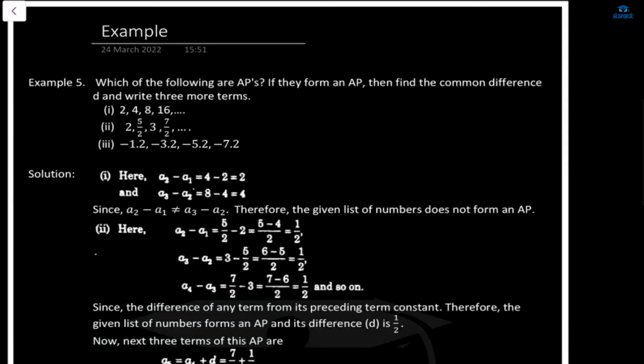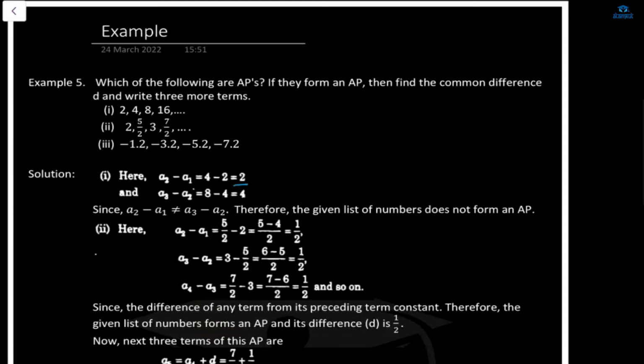Okay, the common difference is 2. Now 8 minus 4, your common difference is 4. 8 minus 16, your common difference is 8. So this first one is not in AP. Understood? Why? Because the common difference is not the same. The difference between the two terms is not common.